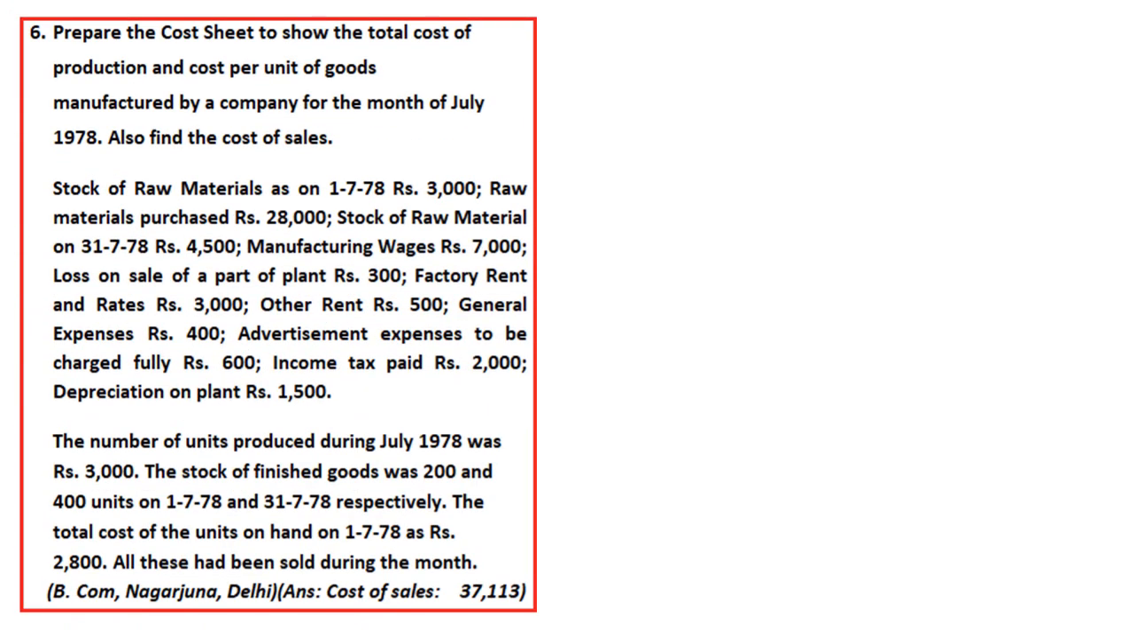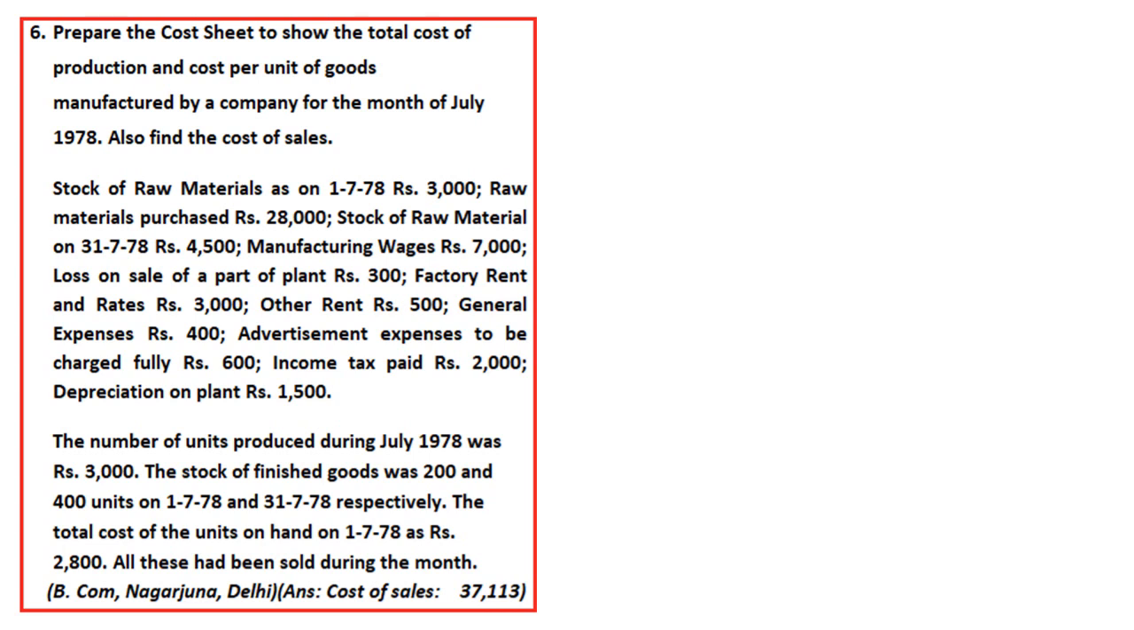So in this question, again we have similar information, that is opening stock of raw material, material purchase, closing stock of raw material, manufacturing wages, loss on sale of part of plant. So loss on sale of part of plant is not a costing expenditure. It will not be taken while preparing the cost sheet. Bear in mind, please watch the cost sheet videos where I have explained what expenses will not be considered while preparing the cost sheet.